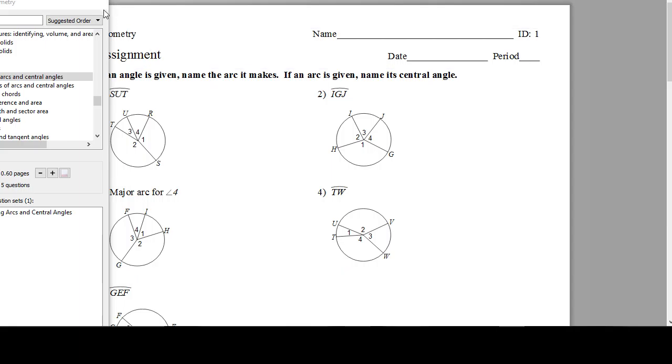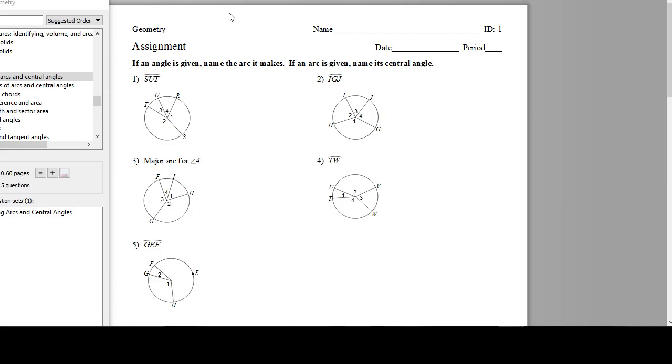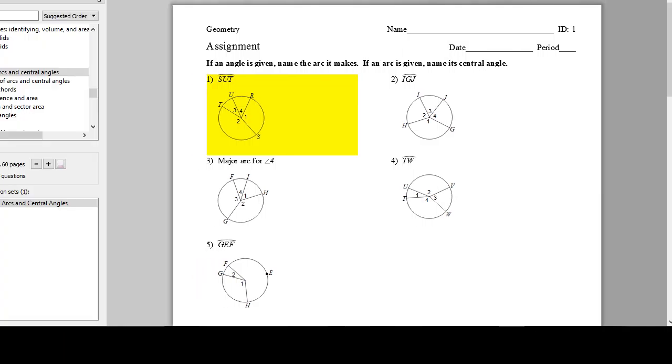Take the answers away too. Answer the first question for me. SUT, so is it asking for the angle that's part of that? S, U... 3? It's like the angle that's supposed to be where 3 is?